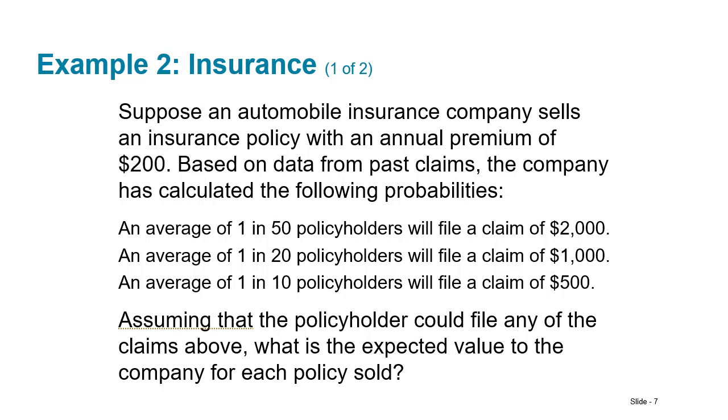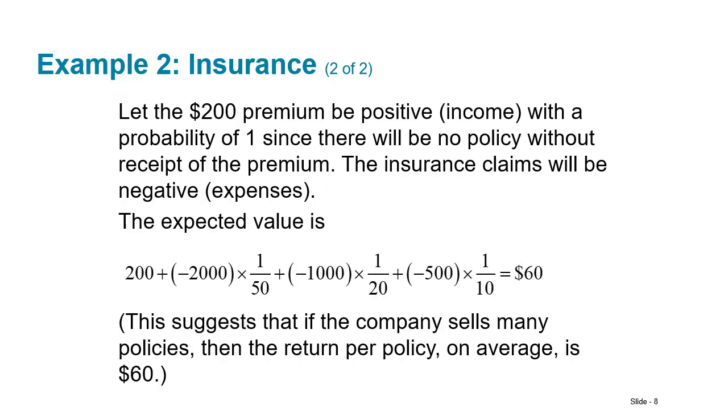So suppose an automobile insurance company sells an insurance policy with an annual premium of $200. Based on the data from past claims, the company has calculated the following probabilities. On average, 1 in 50 policyholders will file a claim of $2,000, 1 in 20 will file a claim for $1,000, and 1 in 10 will file a claim of $500. Assuming that the policyholder could file any of the claims above, what is the expected value to the company for each policy sold?